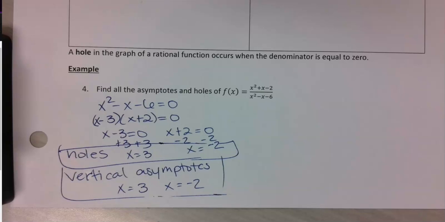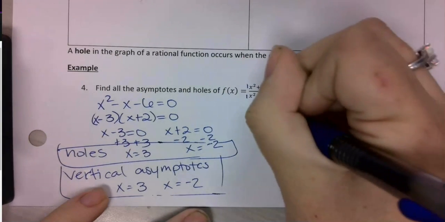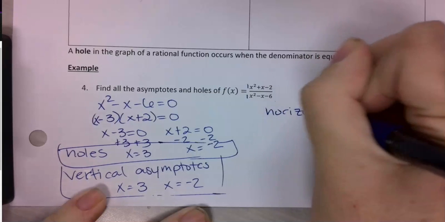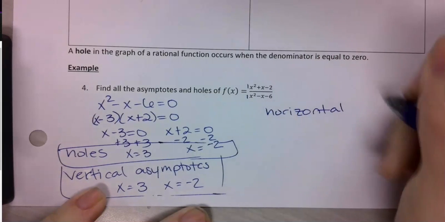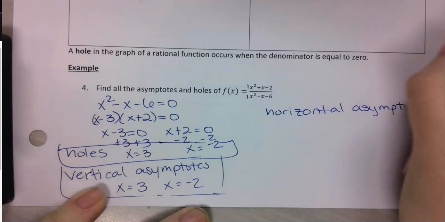So, if I take a look at my degrees, are they the same or different? The same. So, I take my coefficients and divide. 1 divided by 1 is 1. So, my horizontal asymptote here is y equals 1.